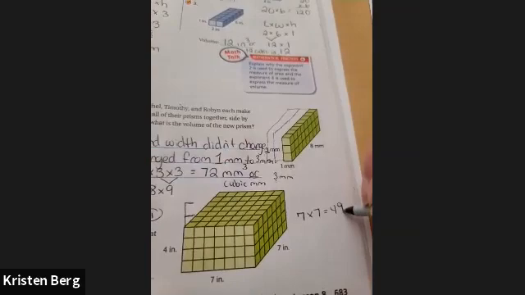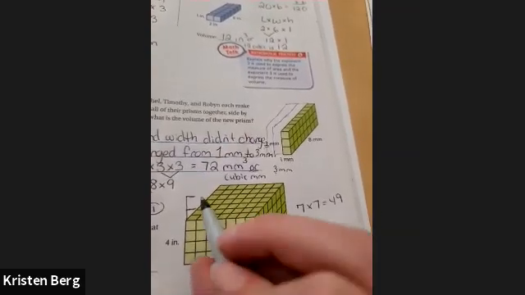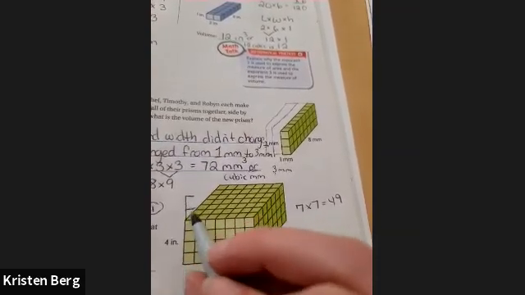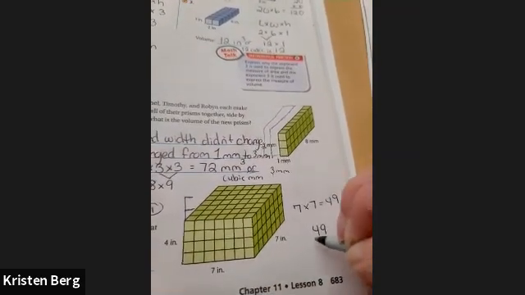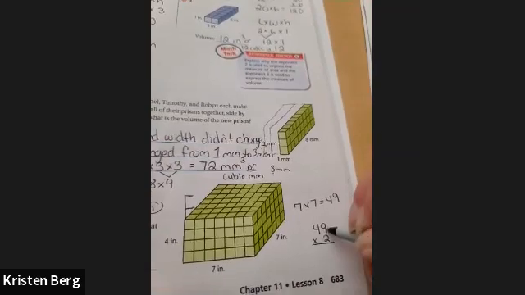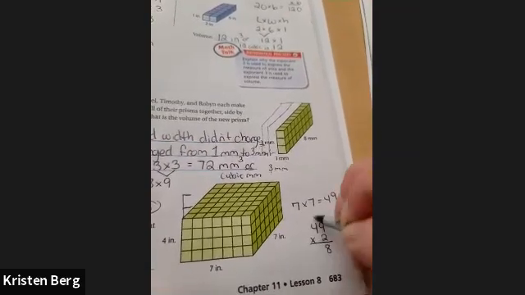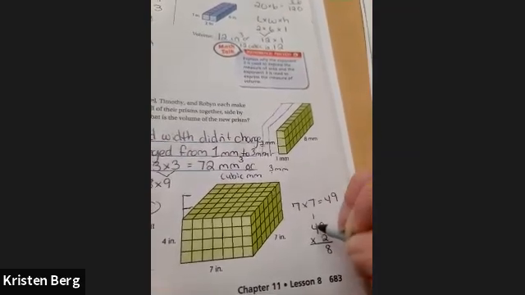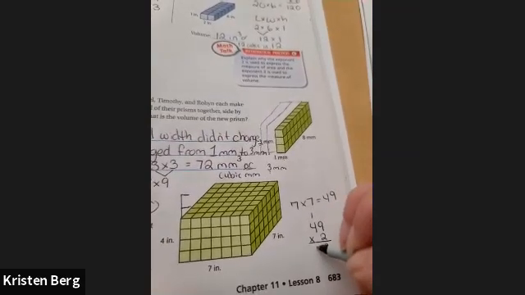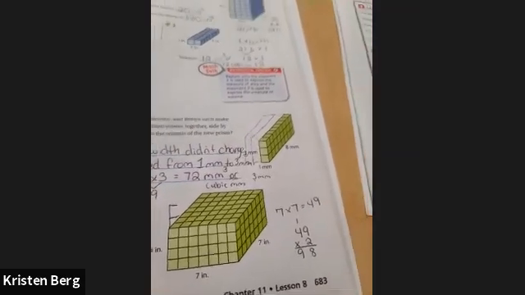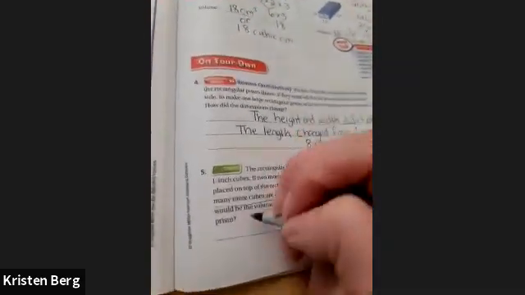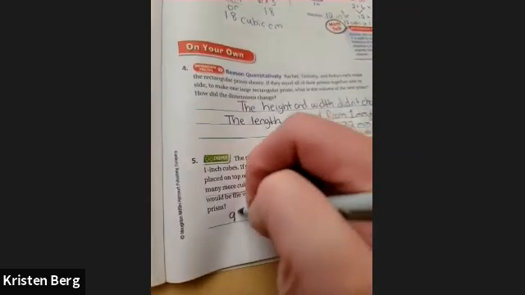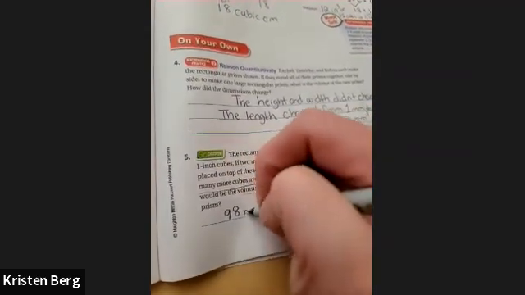But that is per layer, and you're going to be adding 2 more layers. So you could have done 49 plus 49 or 49 times 2. 9 times 2 is 18, carry your 1. 2 times 4 is 8, plus 1 is 9. So how many cubes are you adding? You are adding 98 cubes. So 98 more cubes.